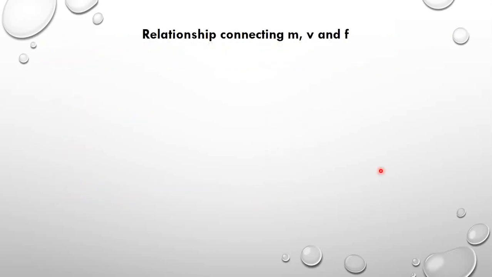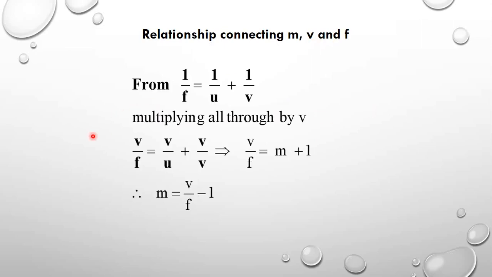Let's look at the relationship connecting m, v, and f. Here we shall just use the mirror formula. If you want the one connecting v, we shall multiply through by v. If you multiply through by v, we shall have v over f is equal to v over u, which is actually m, plus v over v, which is 1. And therefore we shall have our m as v over f minus 1. That relationship is very, very important for us.